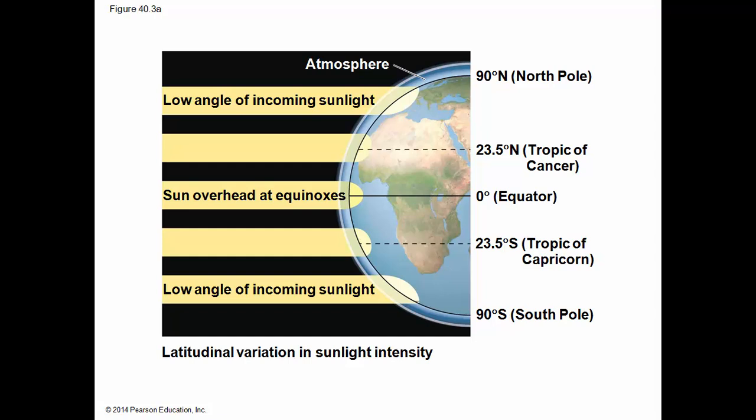Okay, everybody knows about the solstice and the equinox. When we have winter solstice, that means the sun is directly overhead the Tropic of Capricorn. So winter solstice for us is summer solstice in the southern hemisphere.